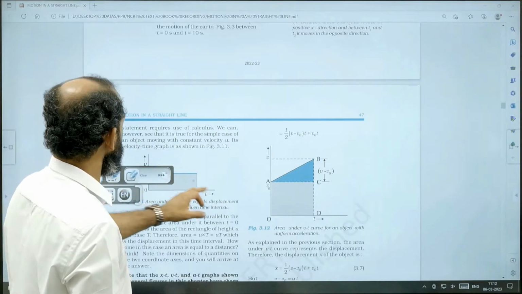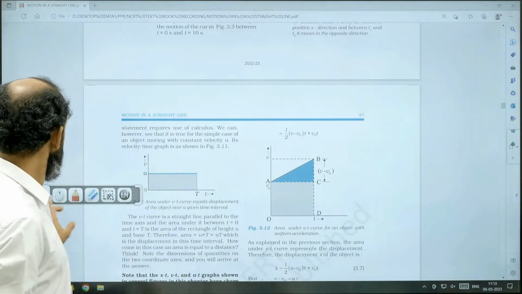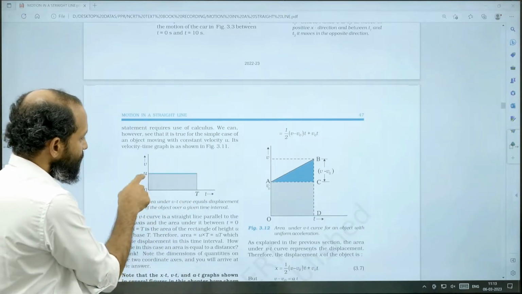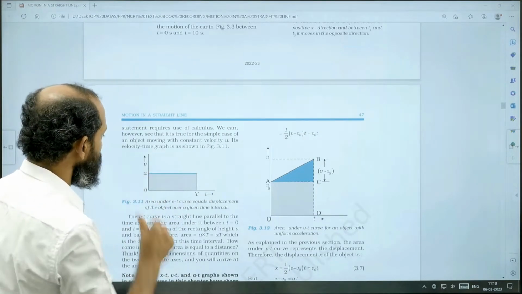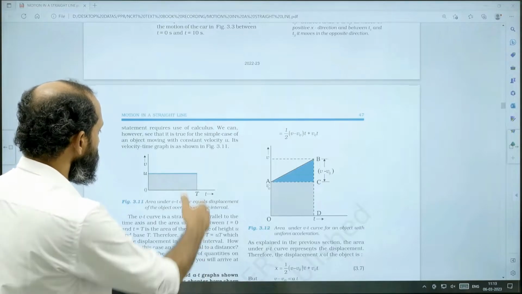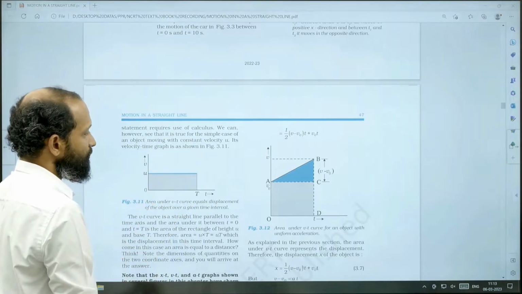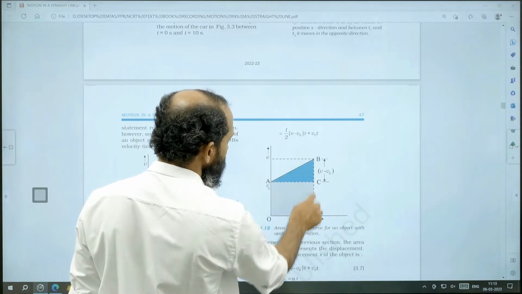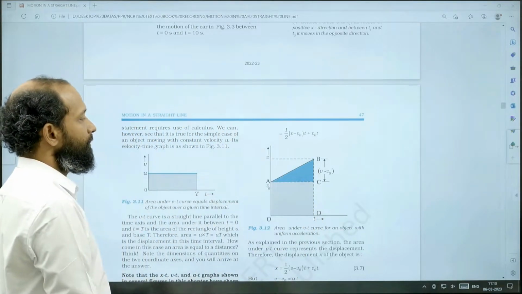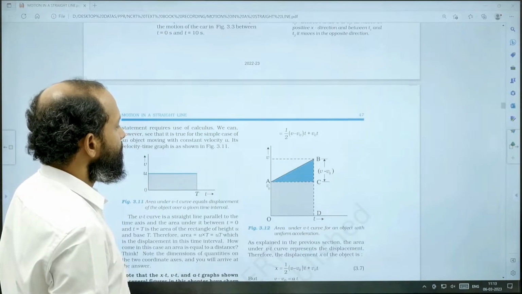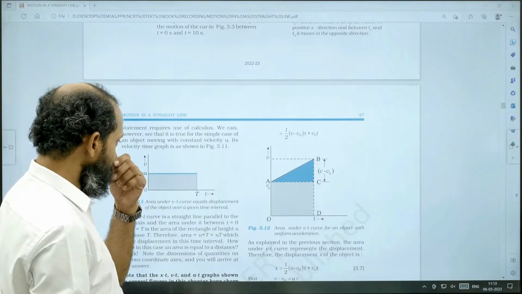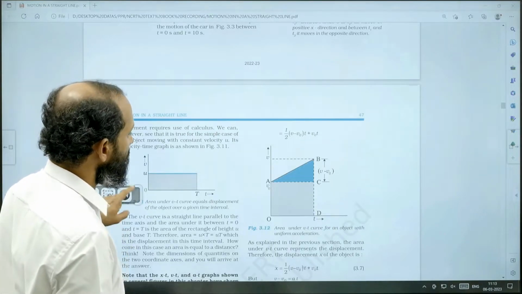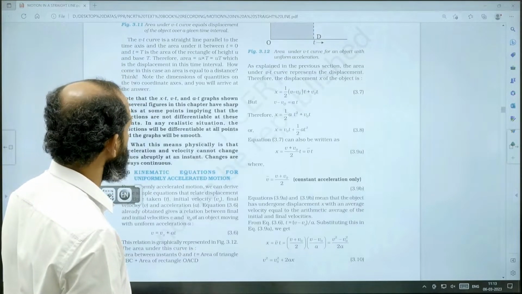Like that, a few more graphs. A velocity time graph that is a straight line with constant velocity means uniform velocity. Area under the velocity time graph gives displacement. Here, the total area of the trapezium will give you the displacement. Area under the velocity time graph gives displacement. So graphs are much more important in this chapter.